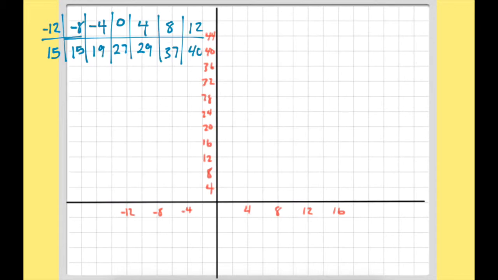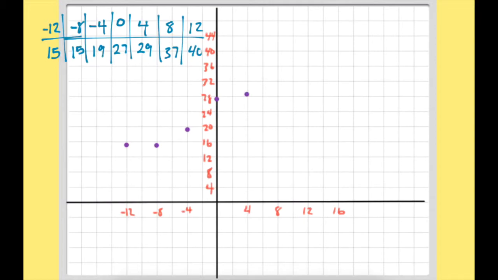So our first point is at -12, 15. So we go to -12 on the x-axis and up to 15, which will be just shy of the 16 right here. We got -8, 15. So back to -8, same height as the last one. Then we got -4, 19. So that's going to be just under the 20. We got 0, 27. So that's going to be on the y-axis at 27. Then we got 4, 29. So that should be just above 28.